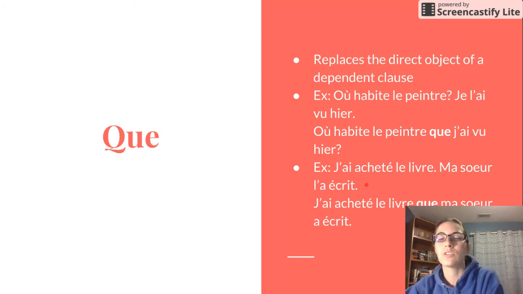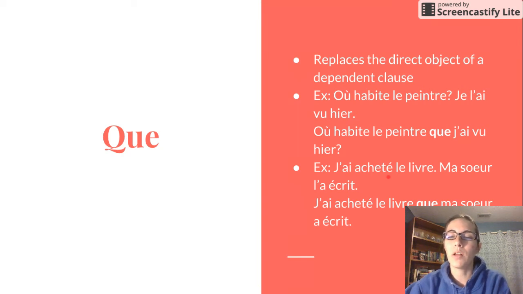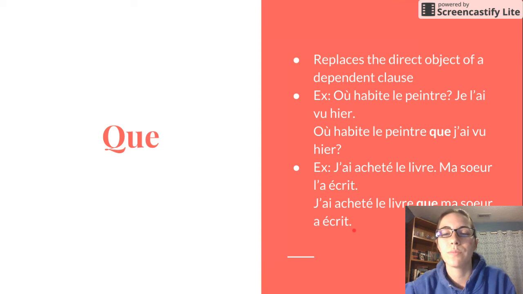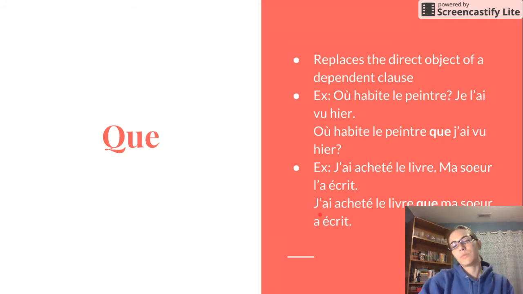Another example, j'ai acheté le livre, ma sœur l'a écrit. Okay, so I bought the book, my sister wrote it. Okay, again, my dependent clause would be ma sœur l'a écrit. I can combine them with que. J'ai acheté le livre que ma sœur a écrit. I bought the book that my sister wrote. Okay? Where does the painter that I saw yesterday live? Or the painter who I saw yesterday live? And I bought the book that my sister wrote. All right? That que is replacing the direct object of a dependent clause.